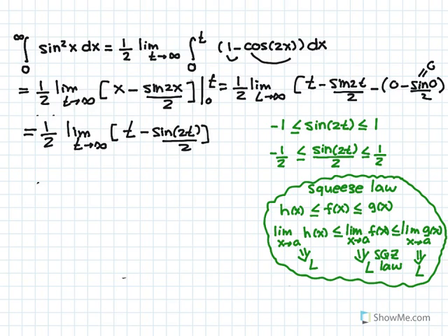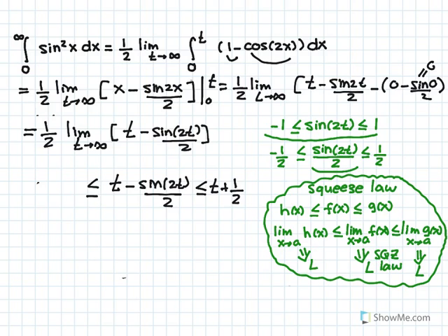Now, sine 2t is always going to be between 1 and -1. If you divide by 2, sine 2t divided by 2 will be between 1/2 and -1/2. So we can say that (t minus sine 2t) divided by 2 is going to be less than or equal to t plus 1/2, and greater than or equal to t minus 1/2. And that's because this part here, sine 2t over 2, we showed that that's between 1/2 and -1/2.